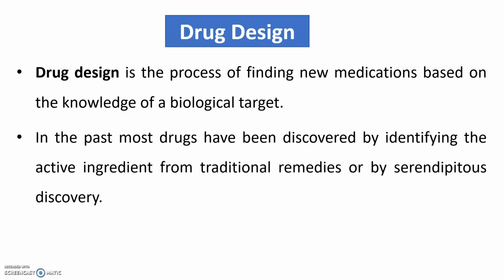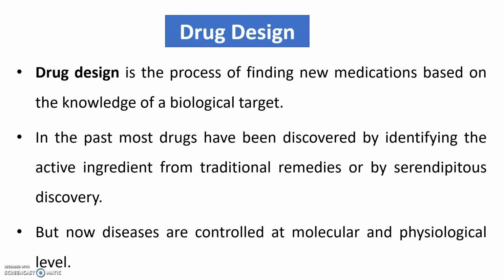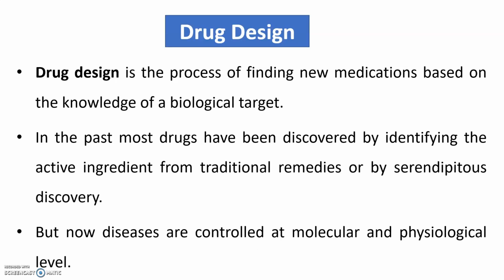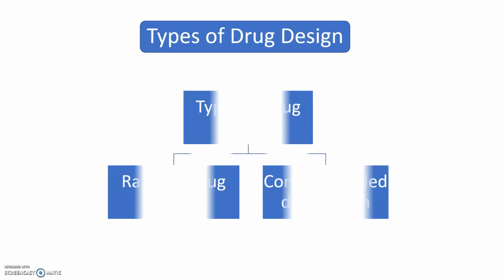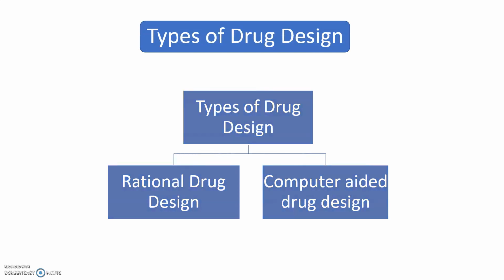In the past, the drugs have been discovered by identifying the active ingredient from the traditional remedies or by serendipitous discovery. But now the diseases are controlled at molecular and physiological level. Types of drug design. There are mainly two types of drug design: rational drug design and computer-aided drug design.